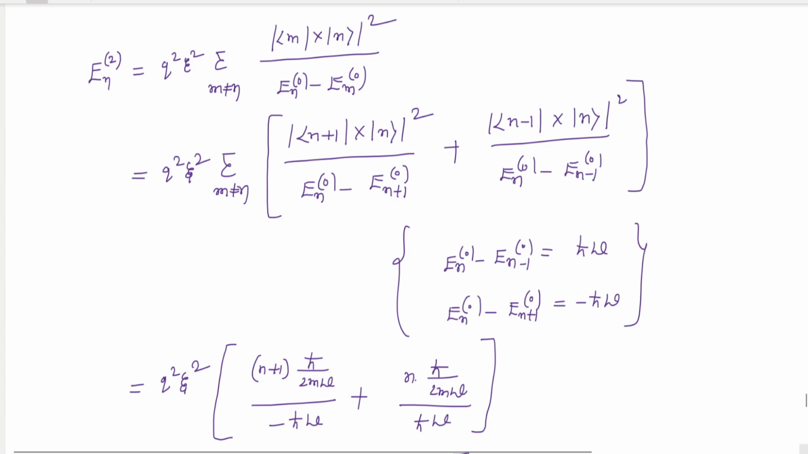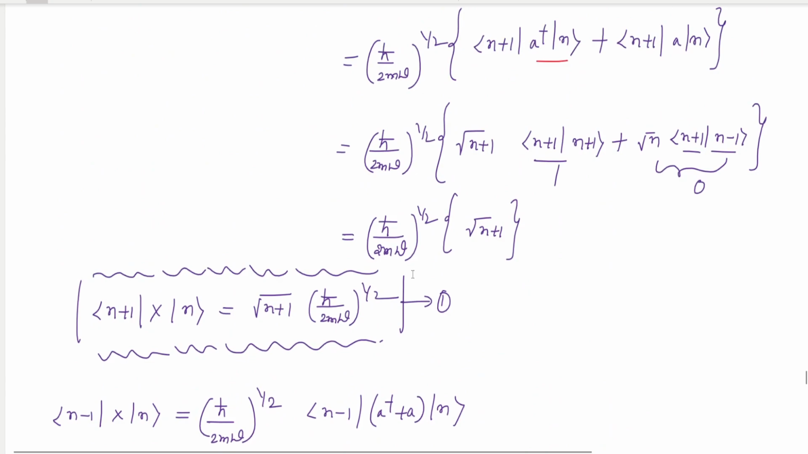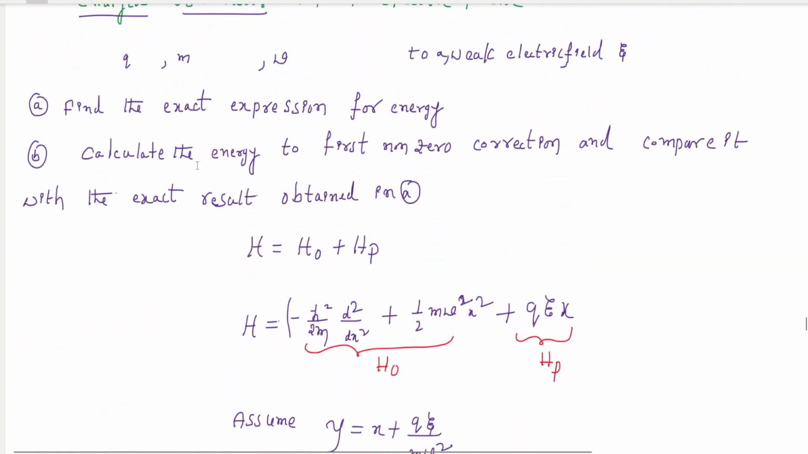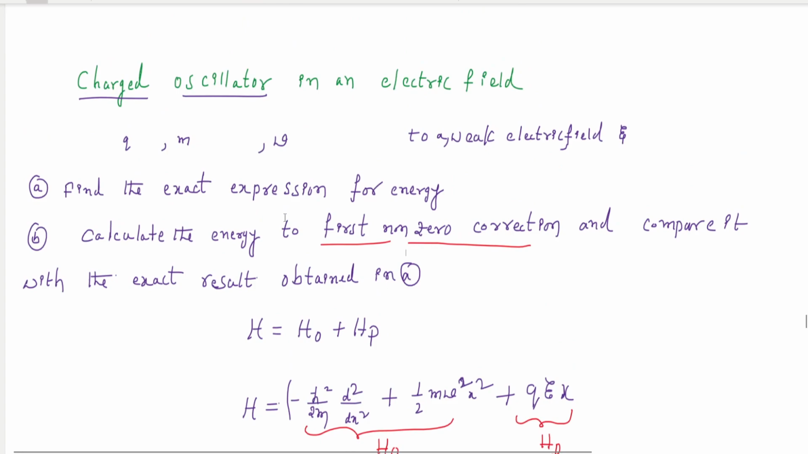If you look at the starting here, what they are asking is to find the exact expression for the energy. Second, calculate the energy to the first non-zero correction. First non-zero correction is why I'm calculating the second order correction energy also. In case the first order energy is 0, then you need to calculate the second order energy term. The CSIR NET GATE exam specifically mentions: calculate the first non-zero correction energy terms. So this is all about a charged oscillator in an electric field.